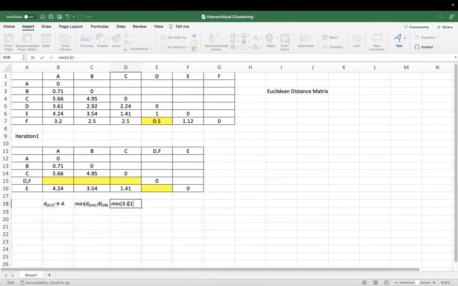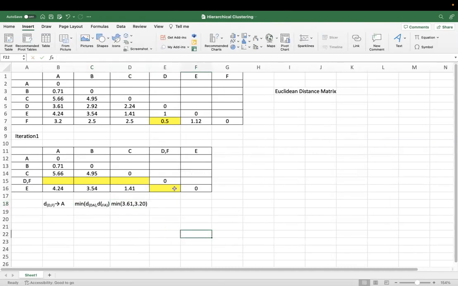3.61. What is the distance between D and B? Not D and B, sorry, F and A. Sorry, we are finding between F and A. 3.20. So what is the lowest distance?